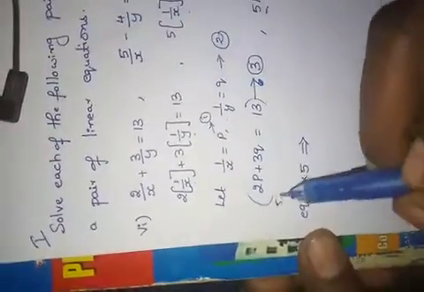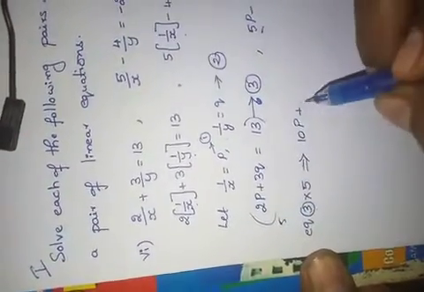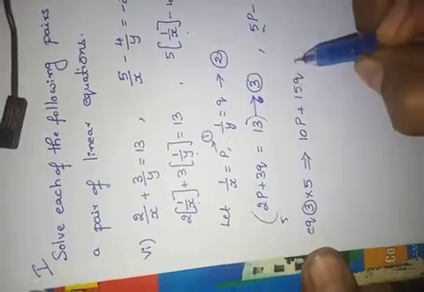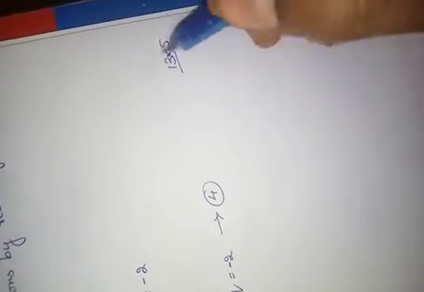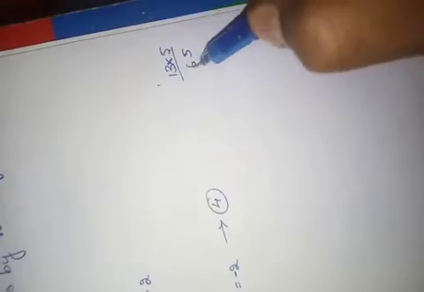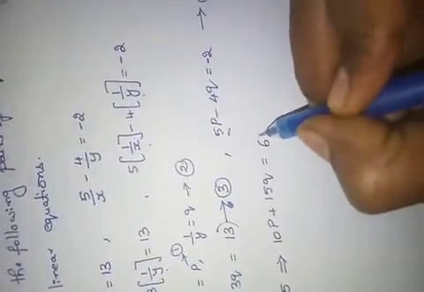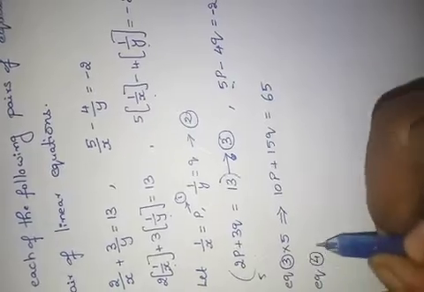Now multiply with 5: 5 twos are 10p plus 5 threes are 15q equals 13 fives are, how much? See here, if anybody doesn't know, do like this: 5 threes are 15, 5 ones are 5, plus 1, 65.